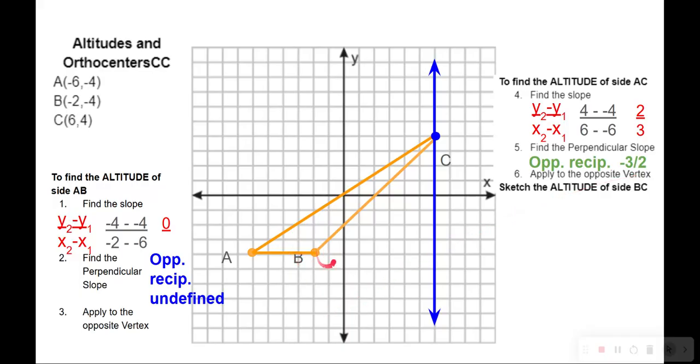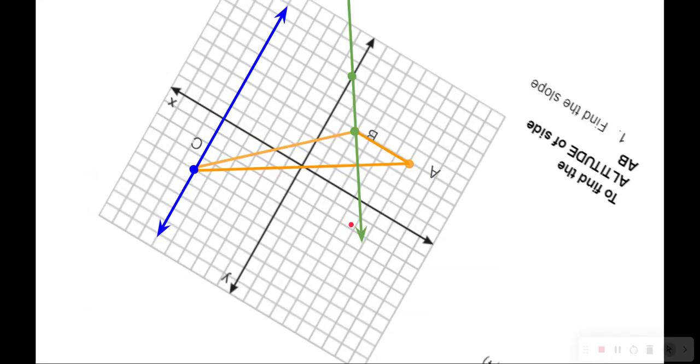And I'm going to apply that to my opposite vertex. So again, if AC is my side, B is the only other letter. So I'm going to apply that -3/2 to B. So that means down 3/2, and then connect the dots. If you were to turn your paper, remember if this was the base, this is the height, it forms a 90-degree angle with the base. So you can always check it that way.